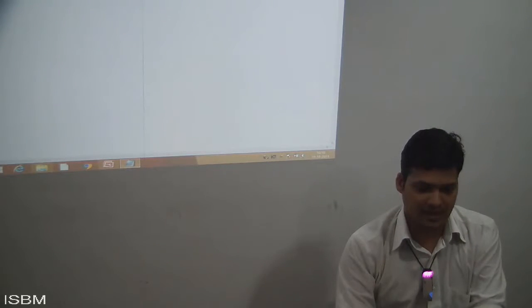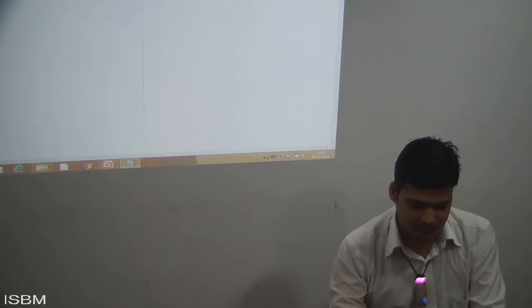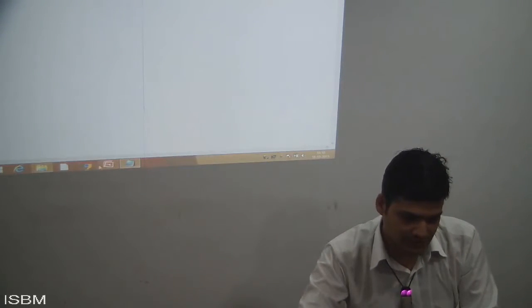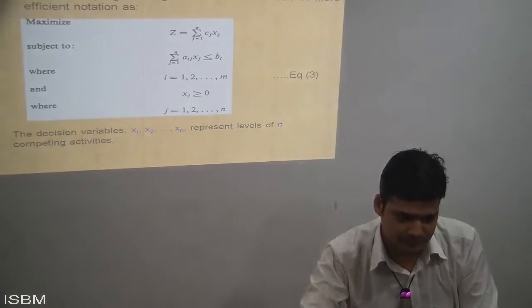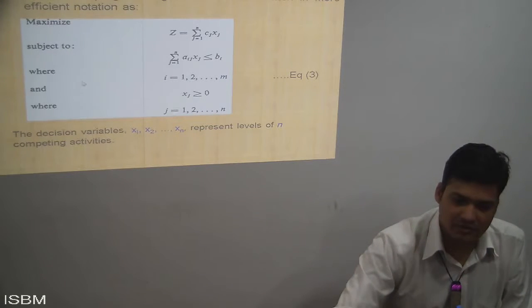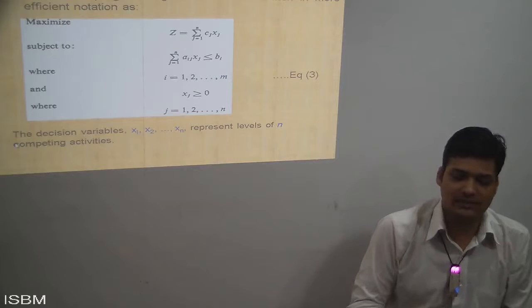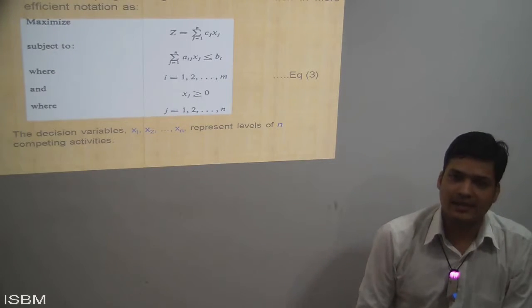This is the example I have told you, but the same example we can write in the form of summation. What is shown over here in the slide is shown in the same way, subject to this, where i is from 1 to m and xj is greater than or equal to 0, where j is 1 to n. The decision variables x1, x2, x3 represent the levels of n competing activities.